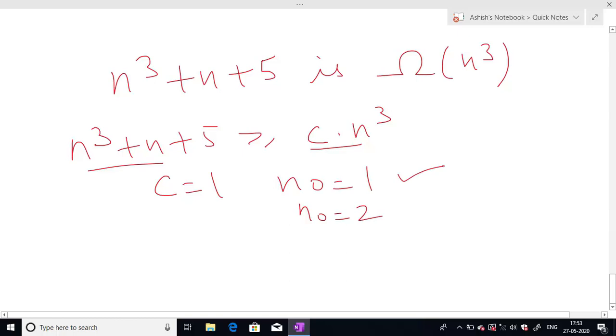So as we increase the value of n, this condition is true. So we can say that for c equal to 1 and for all n greater than or equal to 1, our condition is true and our function f(n), that is n cube plus n plus 5, is big omega of n cube. Another example, prove that 3n square plus 2 is not big omega of n cube.